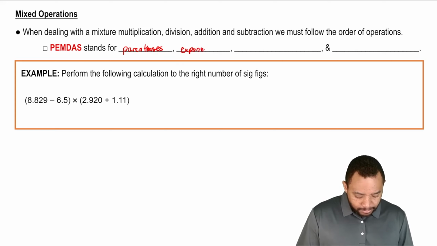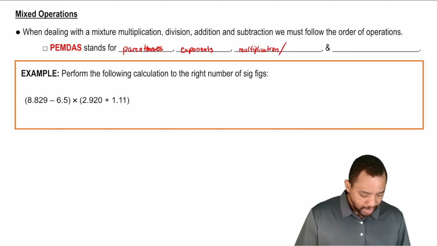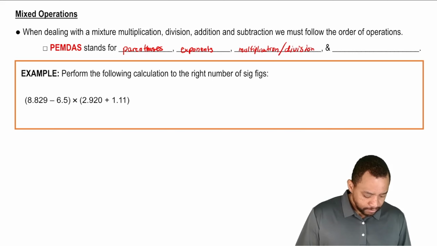PEMDAS stands for parentheses, exponents, multiplication and division, and addition and subtraction.